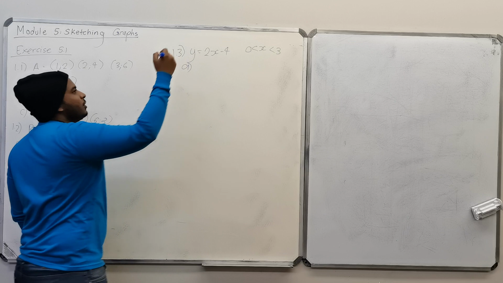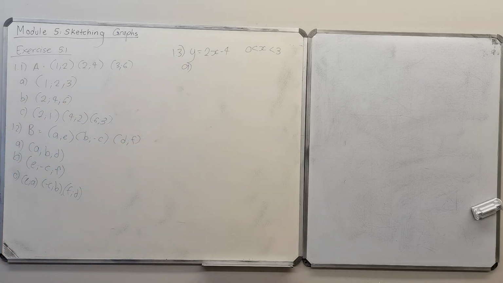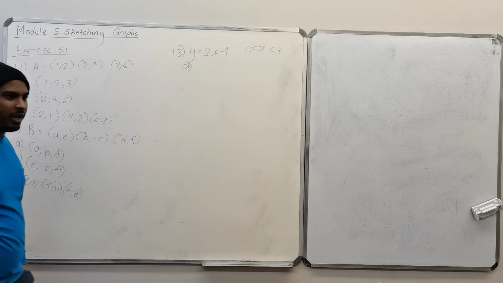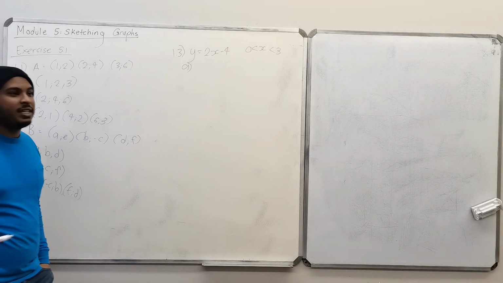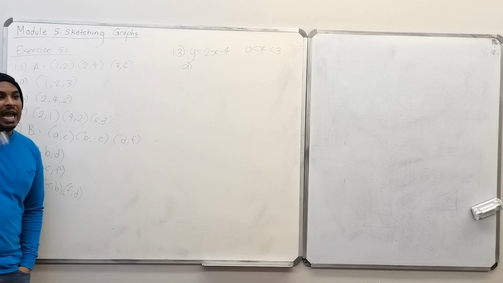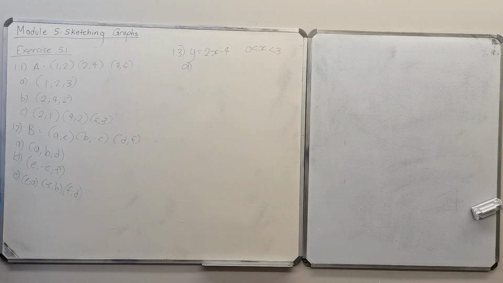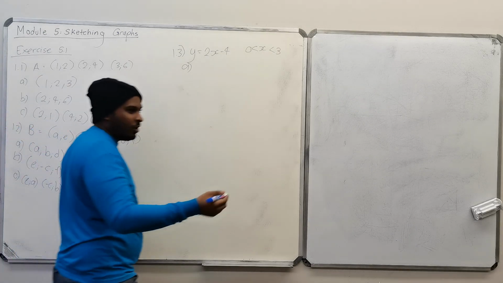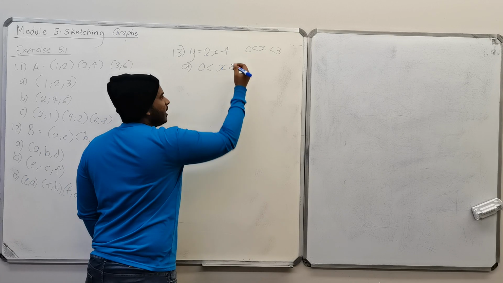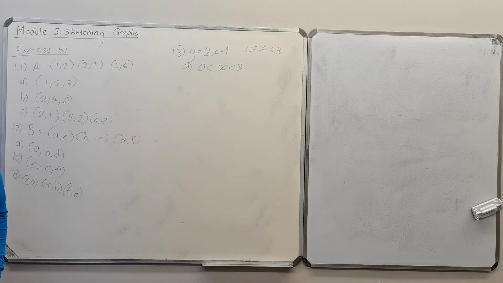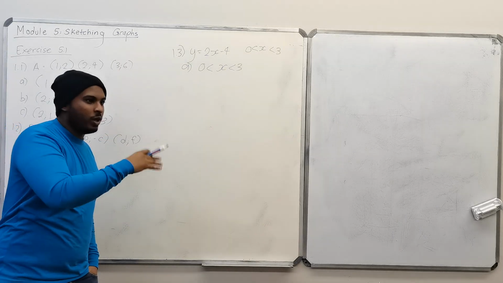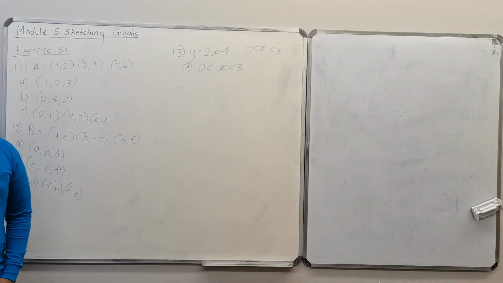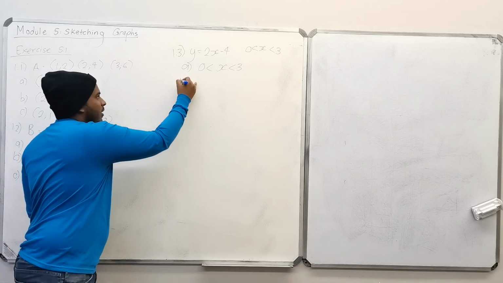What would be the domain of this? What is domain? All your x values. From the condition they gave you, your x lies between 0 and 3. It basically tells you that your first x value will be at 0 and your last x value will be at 3. So all your values of x will lie between 0 and 3. Your domain would be 0 less than x less than 3. All the values of x that you would substitute would be between 0 and 3, because they told you what the domain is. Now, B, what would be the range of it?